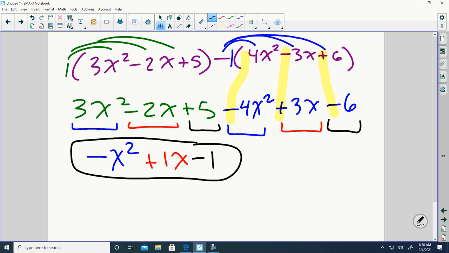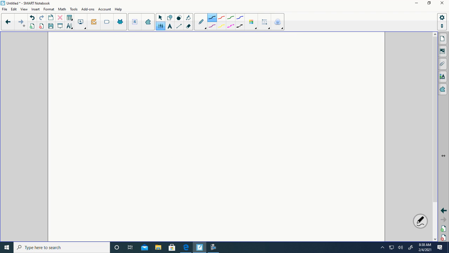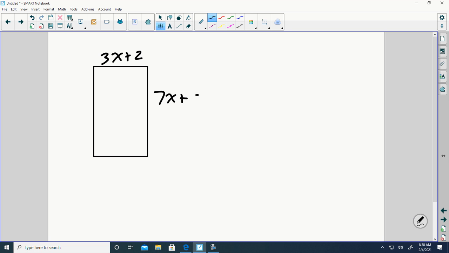All right. Oop, we got a find the perimeter problem. All right, so let's get fancy. Let's get myself a rectangle. All right, and I know that they told me that this is 3x plus 2, and this is 7x plus 5, and they want to know what the perimeter is.